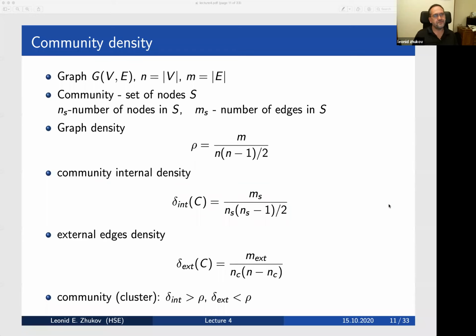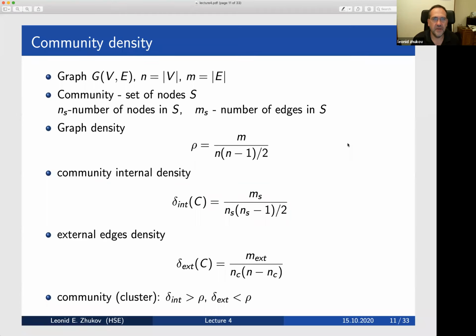So first of all, community density. The way to define this is quite natural. If we have a graph with some number of nodes and some number of edges, we can say the density is the ratio of the edges that are present to the maximum number of edges that are possible, right?